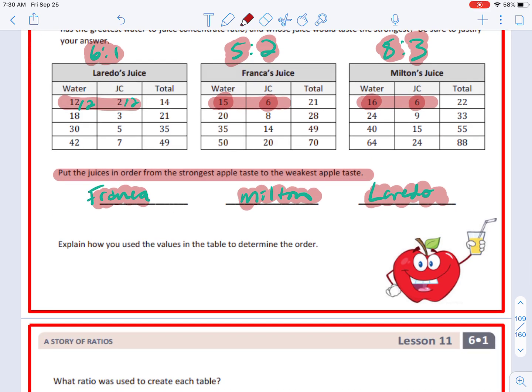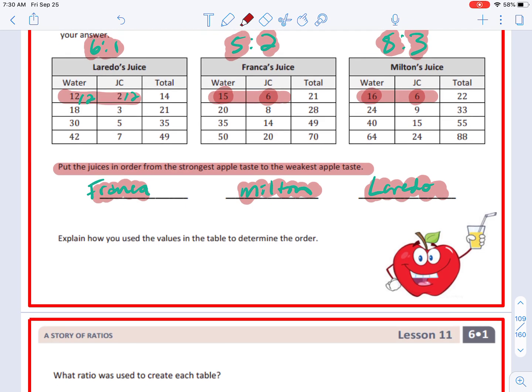Explain how you use the values to determine the order. Okay? We basically just did that. So we just found the original ratio. We compared. We also compared when they have the same numbers in the ratio table.